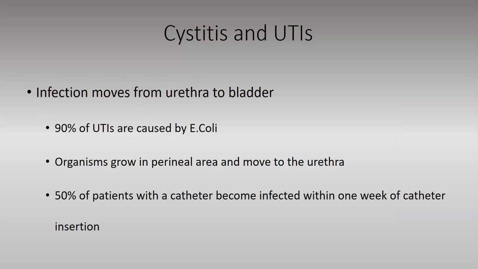Infection moves from the urethra to the bladder, so essentially it travels north. It starts with the urethra, goes to the bladder, from the bladder to the ureters, and then it hits the kidneys. So a UTI starts in one area and ends in another. Organisms grow in the perineal area and move north. It could be a hygiene issue, and it's just a matter of teaching your patients how to clean themselves better.